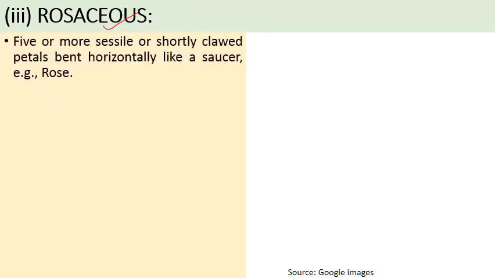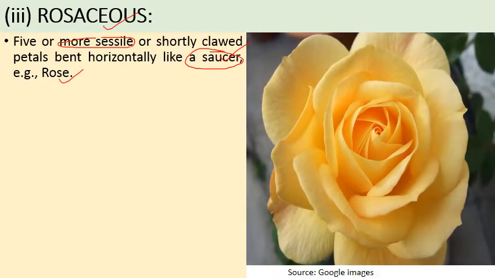Next, the third type of Polypetalous Corolla is Rosaceous Corolla. The petals are 5 or more. They are sessile, without a stalk-like structure, or shortly clawed, petals bent horizontally like a saucer. The petals are free. For example, we have rose. The petals can be 5, mostly more than 5, and short clawed or sessile, which means the lower portion is absent or poorly developed, and it forms like a saucer. It is found in the case of rose.